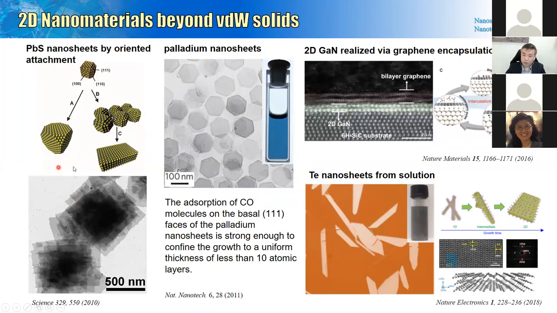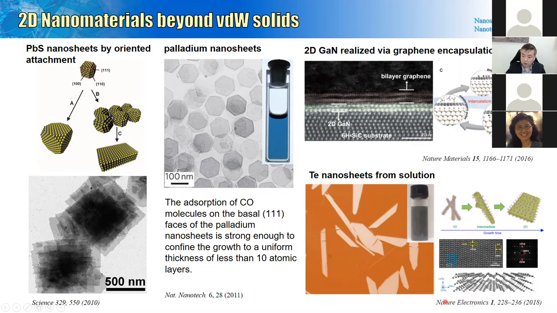Some of them are synthesized from a solution approach, some of them are synthesized via vapor phase. For example, this lead sulfide, by using surface chemistry to cap the designed facets, people can make this nanosheet in solution. The size is relatively small, but it goes from three-dimensional bulk material into a 2D geometry. And more recently, not quite recently, people have been using a CVD technique to grow gallium nitride, which is also a three-dimensional lattice wurtzite crystal, in a confined space between the graphene and the supporting substrate. There is very much confined space to direct the growth of a 2D sheet from the three-dimensional lattice.